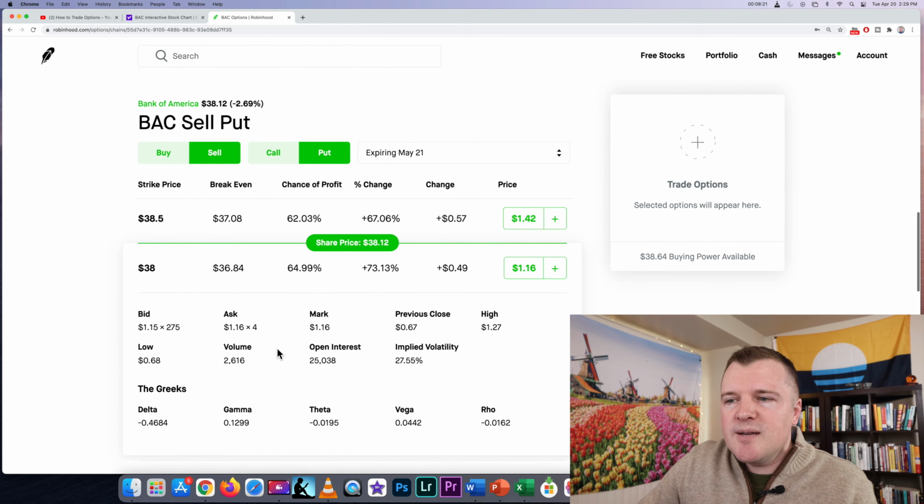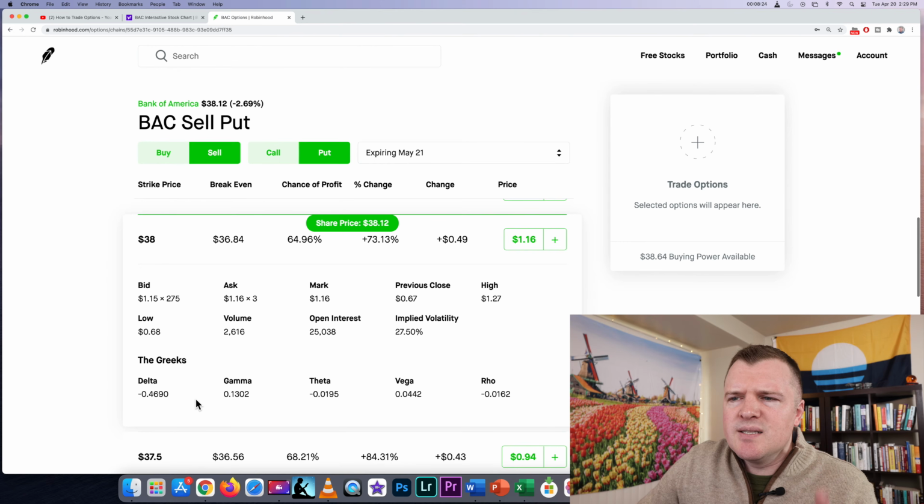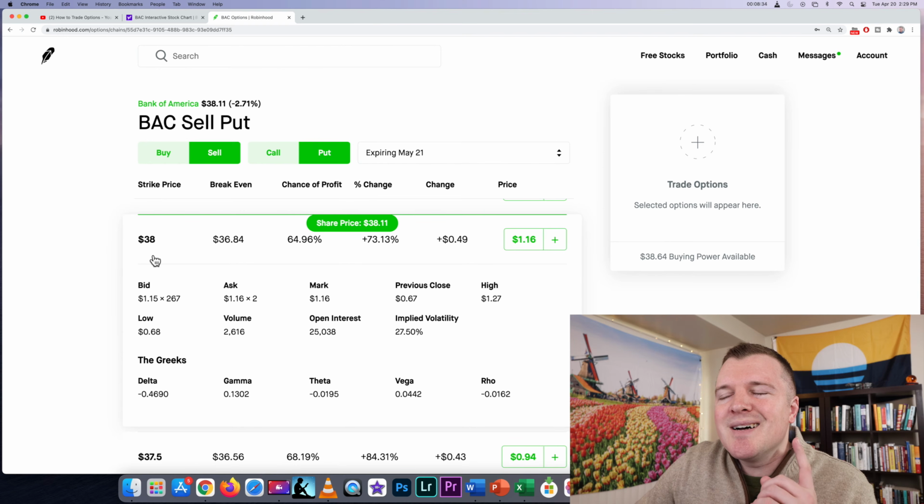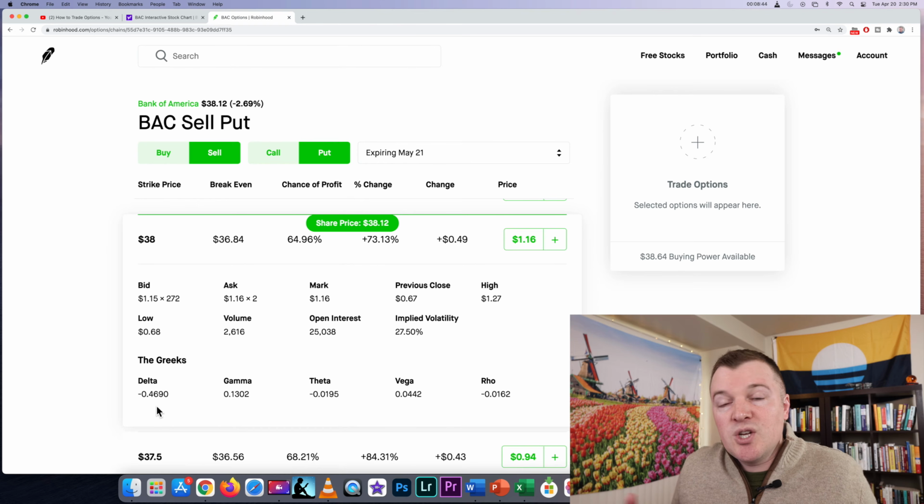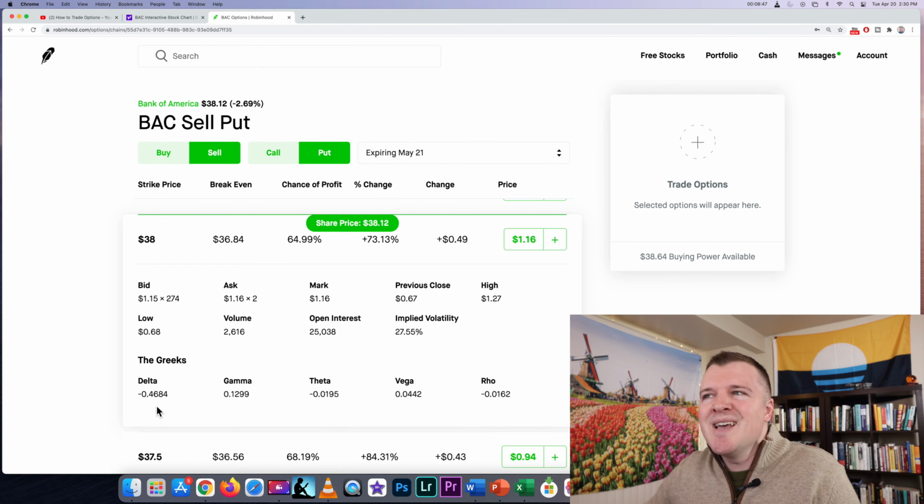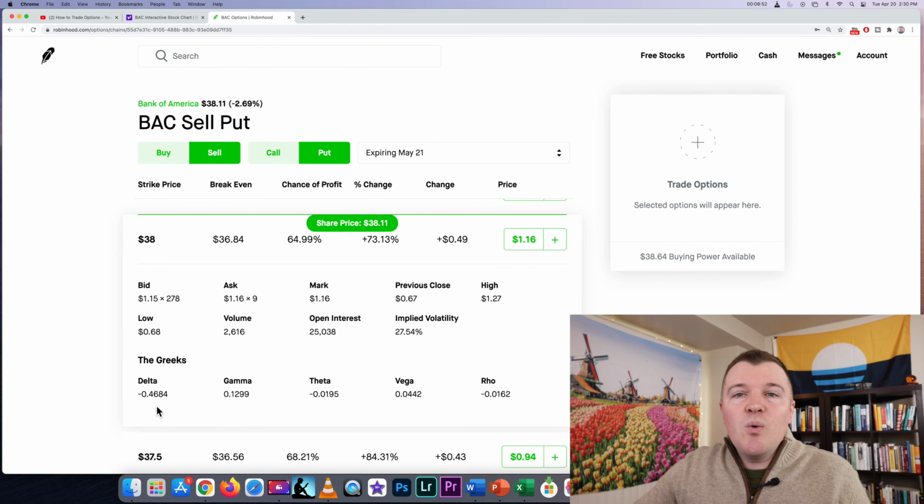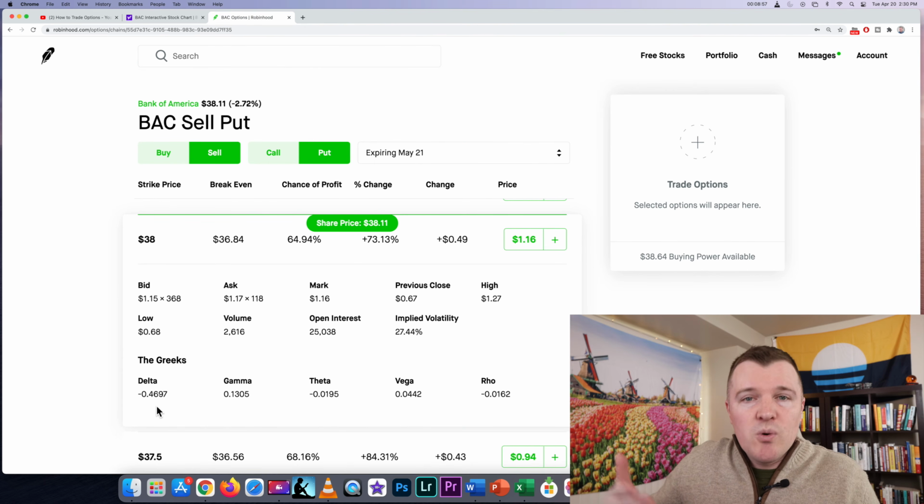So if we click on 38, it'll show us delta, and delta serves two purposes, but when referencing delta, it's a rough probability of your chances of being assigned. So if we sold a 38 strike price for May 21st, and the delta is showing 0.46, there's a 46% chance we're going to be assigned, that the share price in a month will be below $38. Now, if you want to be assigned, go ahead and choose an at the money option. Basically, you're more likely to be assigned.